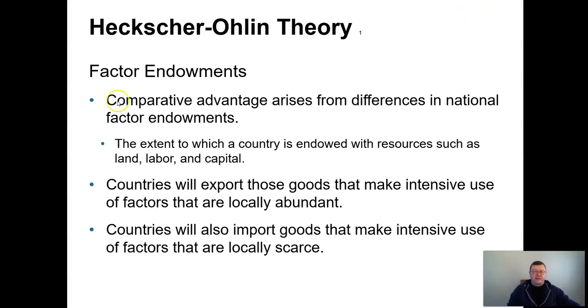And so they focused exclusively on what we would call factor endowments. Factors of production in economics are land, labor, and capital. So they believe that comparative advantage arises from differences in national factor endowments. Some countries have lots of land. Some countries have a large and possibly low-cost labor force. Other countries have a more educated labor force. There may be cultural factors. Some countries have more capital. So, yeah, all of these factors they took into consideration.